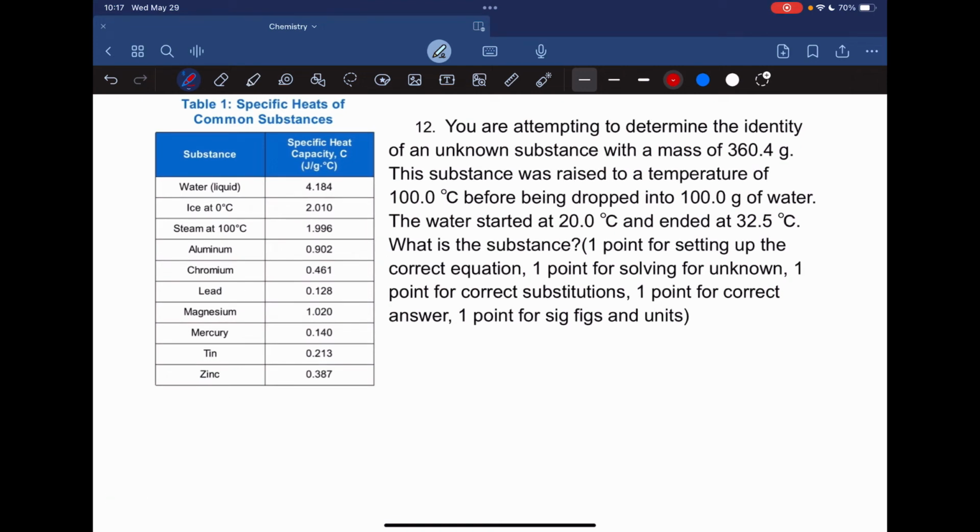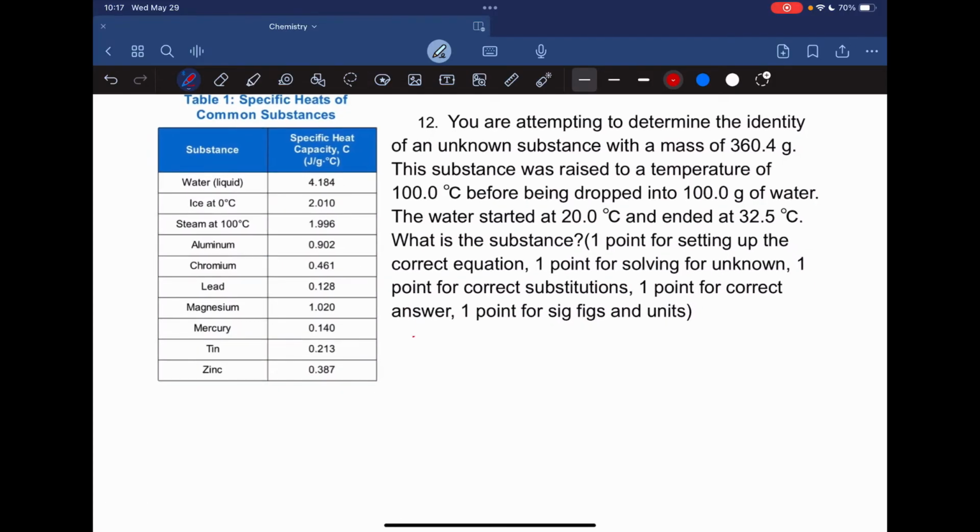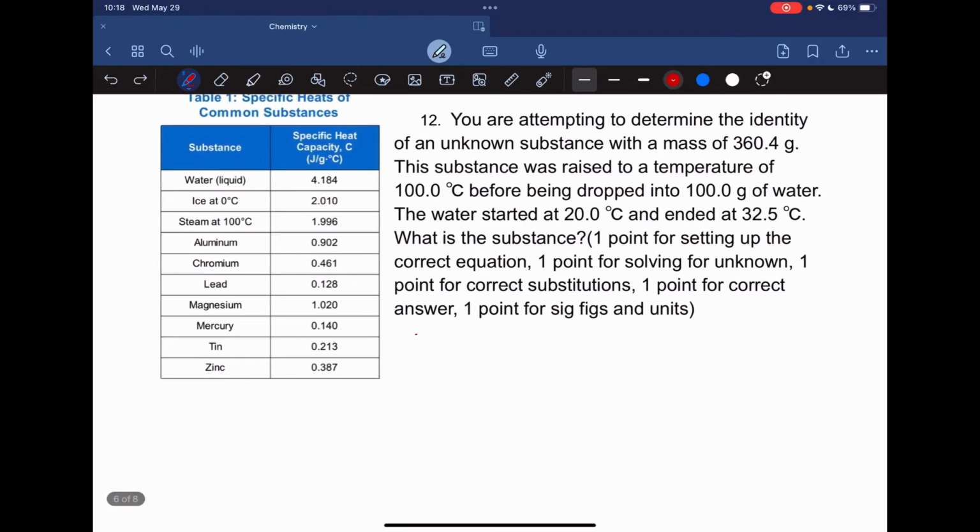Problem 12 uses the specific heat of substances, and it's going to use this equation right here: Q = mcΔT, or "MCAT." What I mean is we're going to use mcΔT equals negative mcΔT, because that is what mcΔT equals, it equals Q.